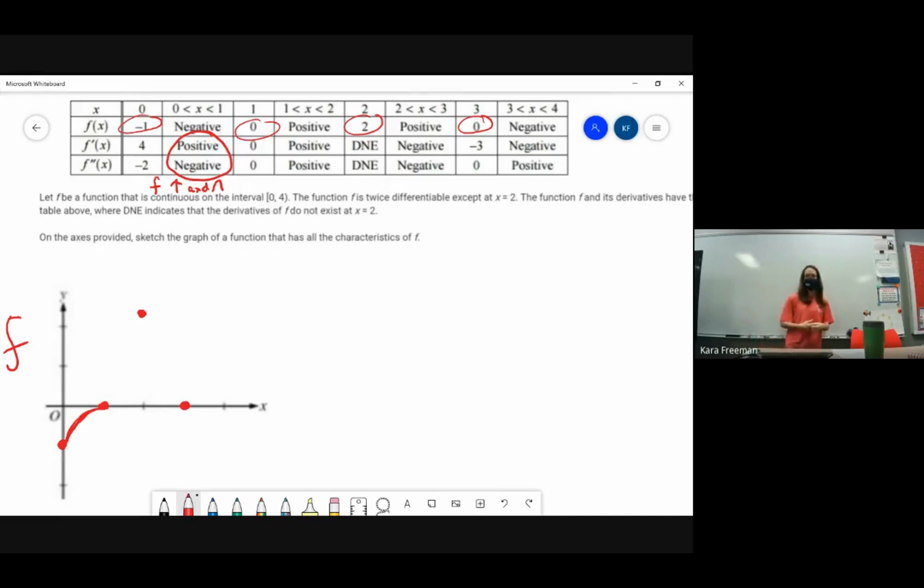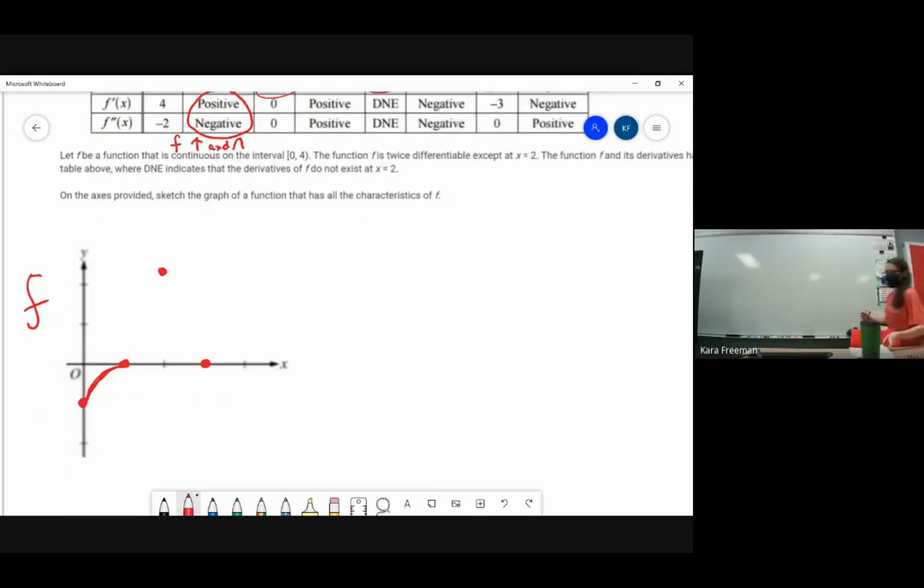Draw the other three pieces. So this is what we should have gotten. You should have had the next one be increasing and concave up. So it looks like that. Right? Increasing, concave up. The next one is decreasing and concave down. There's the lovely shark fin. Then the last one should be decreasing and concave up.